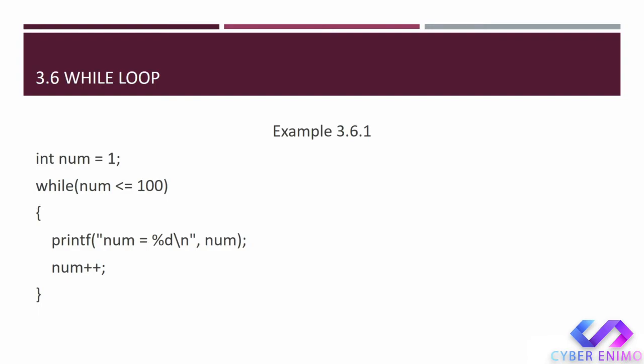Then we loop to execute the code again, but before that, while checks the condition again. Now num is 2, and the condition evaluates true. So the code is executed again, and again, and again, until num is 101. At that point, the condition will evaluate false, and the loop is exited.